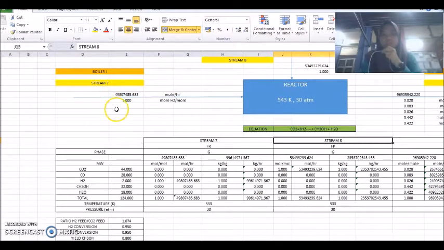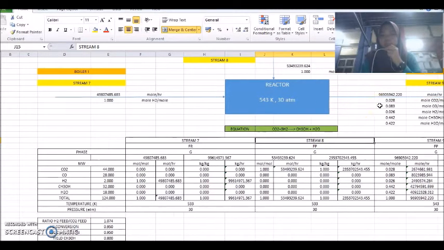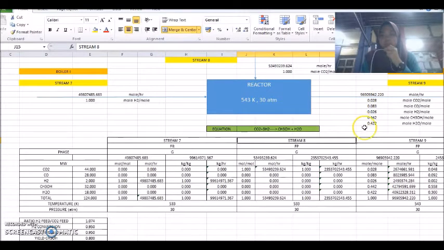The phase for the input stream, which is the hydrogen gas stream, is the gas phase, and also the carbon dioxide input stream is also in the gas phase, and also the product stream, which is the output, is also in the gas phase.